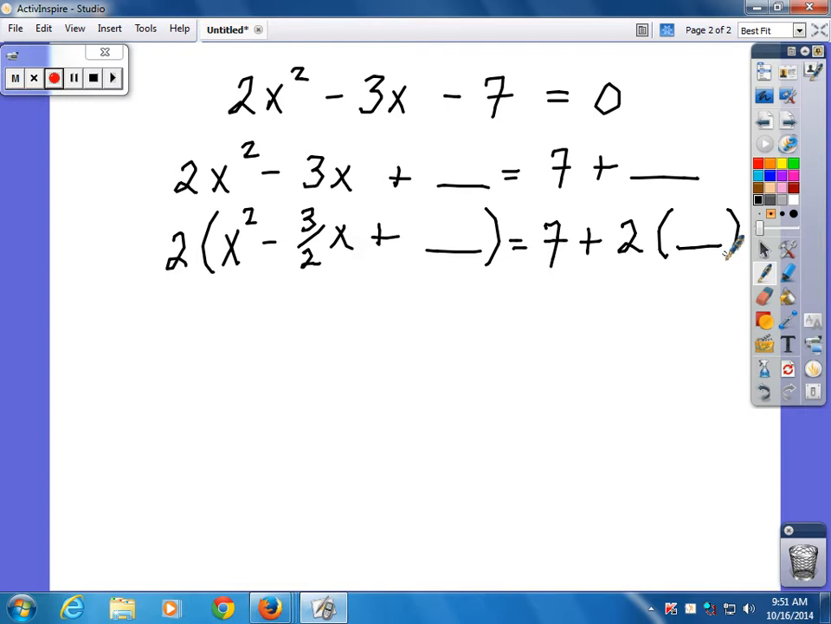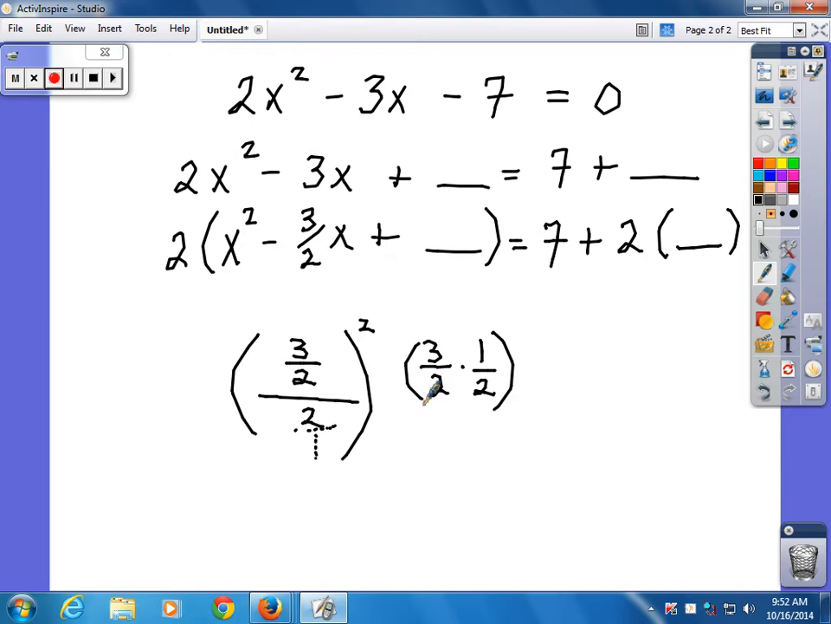Now what? Now complete the square. Now I'm going to pull this out. There's my B, 3/2. 3/2 divided by 2 and square it. Now what is 2 over? 2 over what? 1. So I'm dividing a fraction by 2 over 1, so that means I multiply it by what? So 3 over 2 times 1 over 2 and square it.